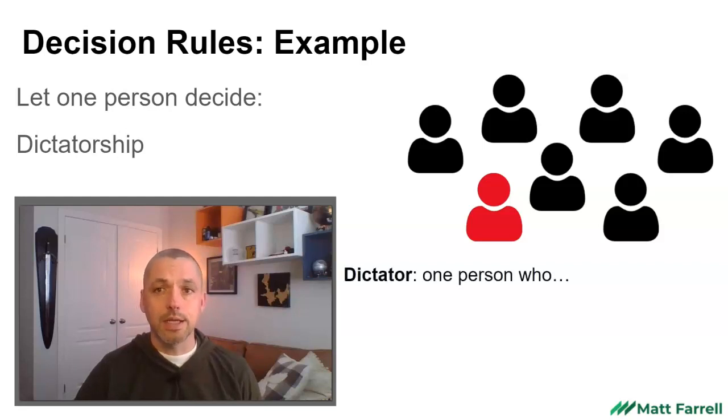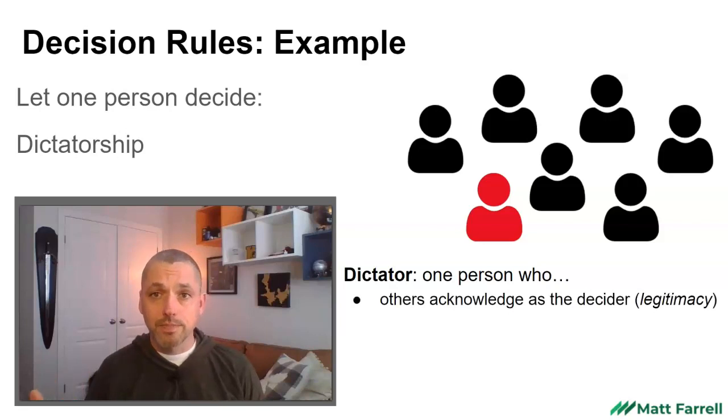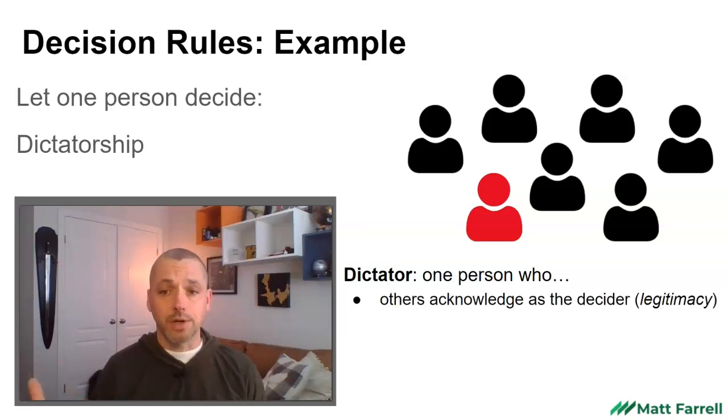Now, the dictator in this group could be a person with lots of knowledge, or it could be somebody that's the oldest in the group. Maybe they're an elder, and everybody else in the group acknowledges that they have that power to decide. They are the decider. Everybody else in the group is okay with that. Call that legitimacy. They just accept that that person is the legitimate decider on behalf of that group.